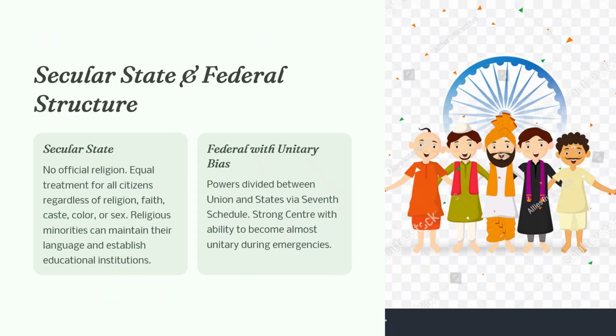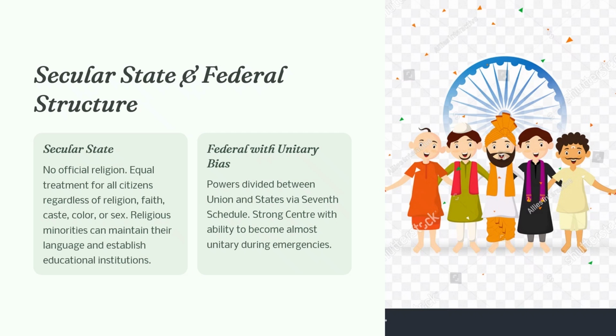Another one is secular state. In a secular state, there is no official or state religion. In its positive aspect, a secular state treats all its citizens alike and gives them equal opportunities. No discrimination can be made on the basis of religion, faith, caste, color, and sex. Every citizen is equal before law. It guarantees to religious minorities the right to maintain their own language and to establish educational institutions of their choice.